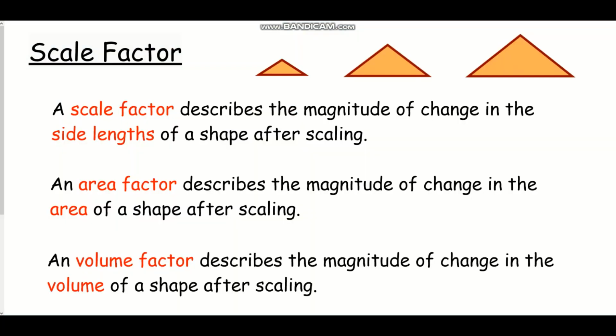Whereas scale factor describes the magnitude of change or the multiplier that changes the side lengths of two shapes that are in scale, the area factor describes the magnitude of change in the area, and the volume factor describes the magnitude of change in the volume. So these three things, scale factor, area factor, and volume factor, are all linked, but they are not the same number.